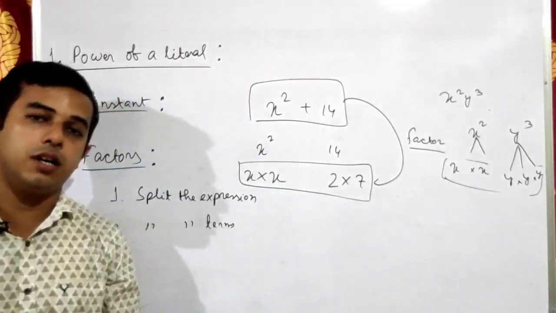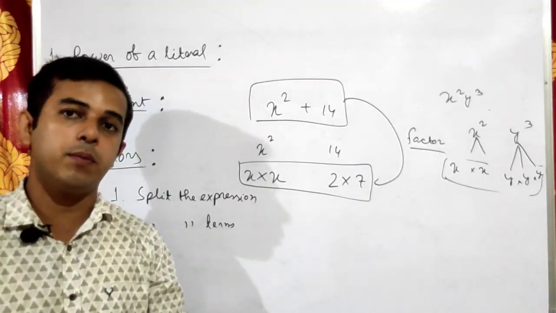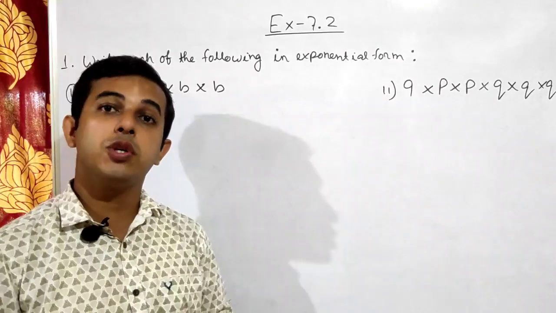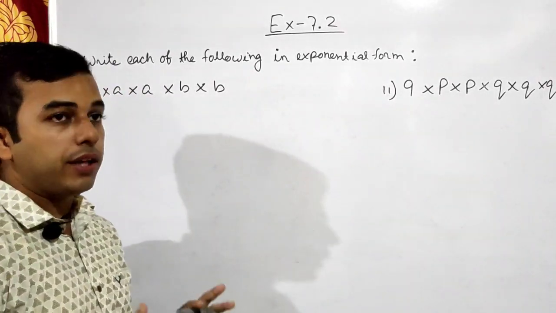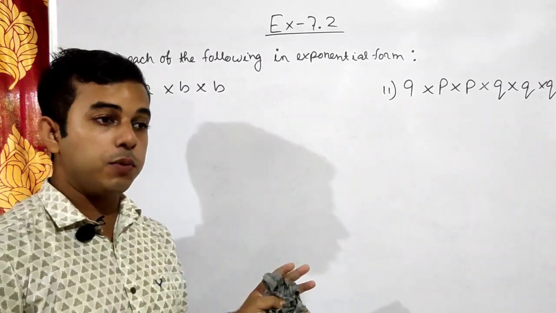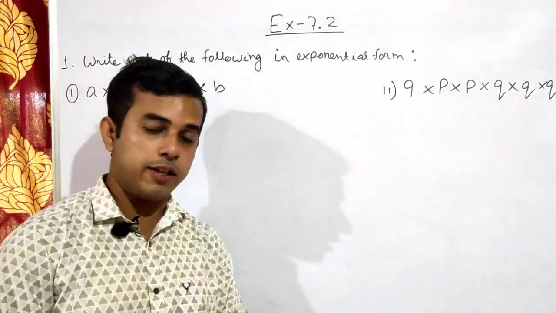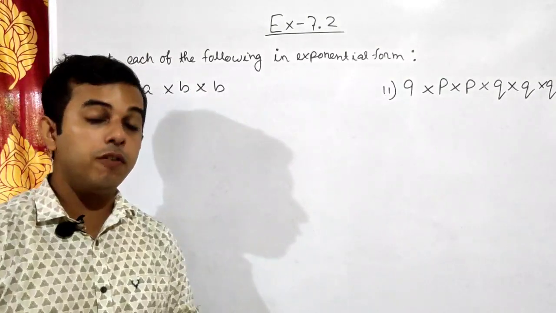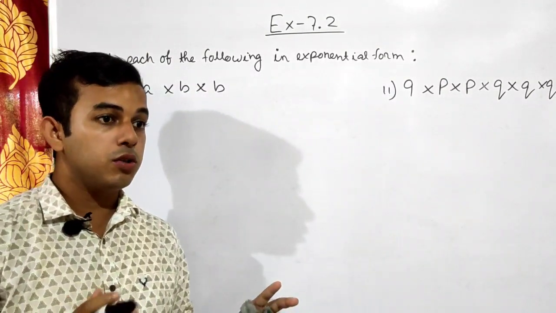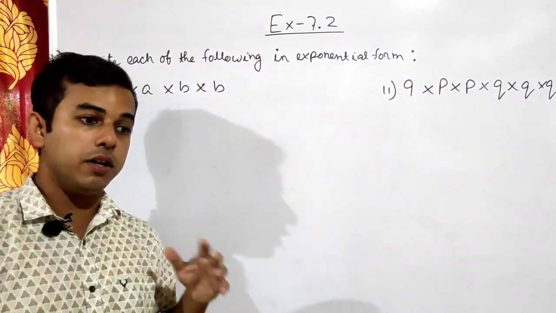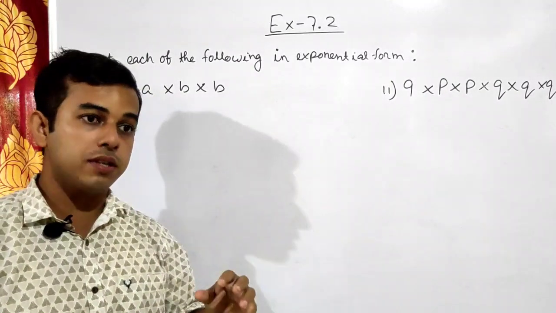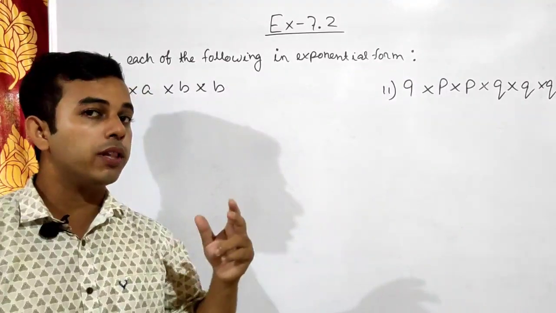So now let's start solving our exercise 7.2. The first question of our exercise is, write each of the following in the exponential form. So what was exponential form? Exponential form consists of a base and a power, isn't it? When a number is multiplied by itself, we write the number as the base, and how many times it is multiplied we write as the power.